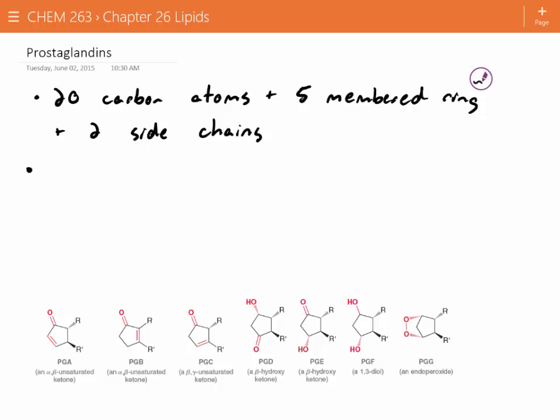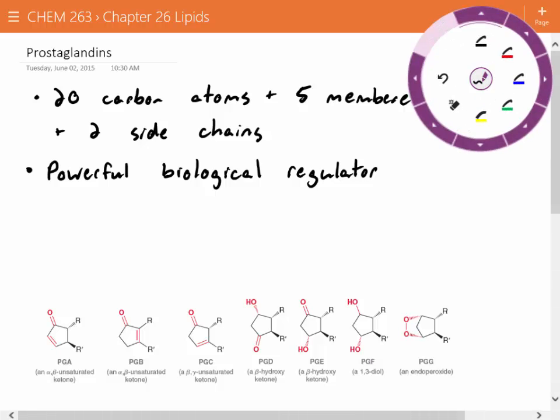Where do you think prostaglandins were originally isolated from? Prostate. Yeah, from the prostate. The ironic thing is that prostaglandins are everywhere in your body, not just in your reproductive system. So it's found all over your body, and they are powerful biological regulators. So they don't just deal with the prostate. They're found in women too.